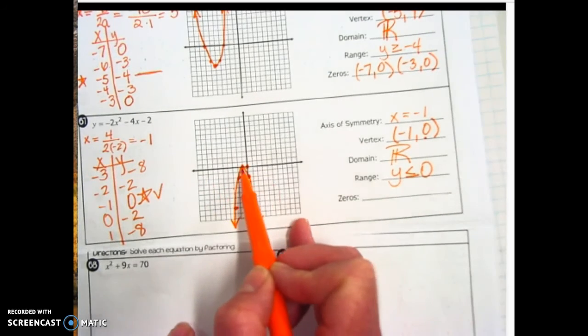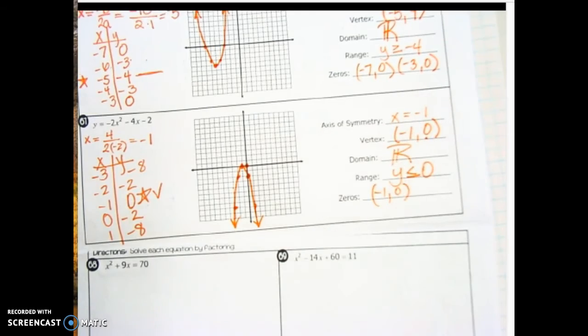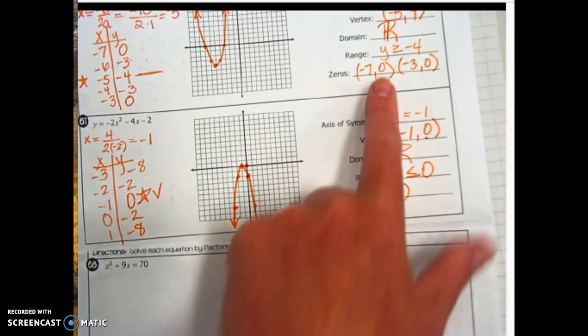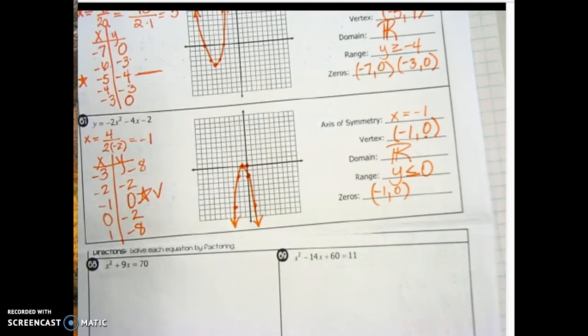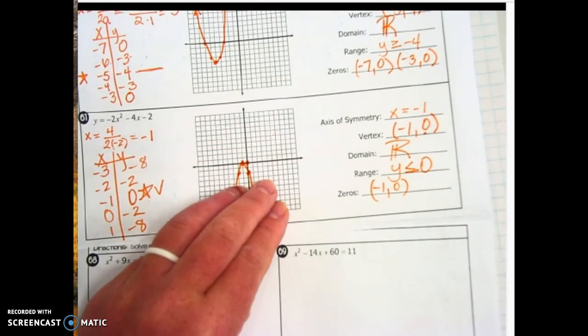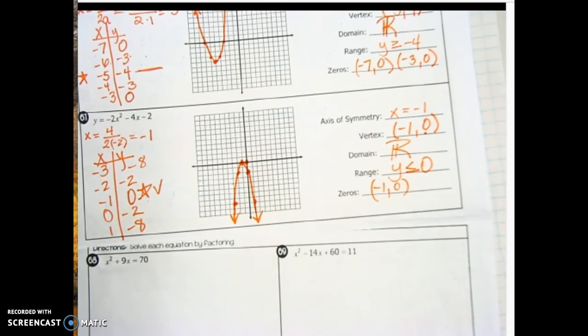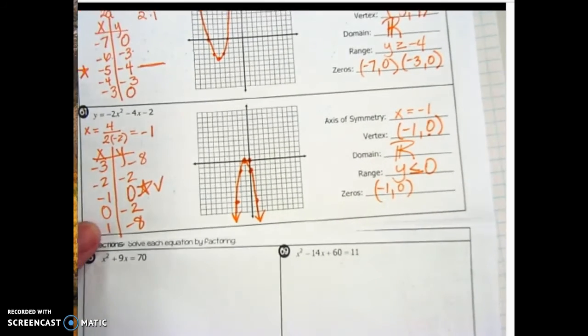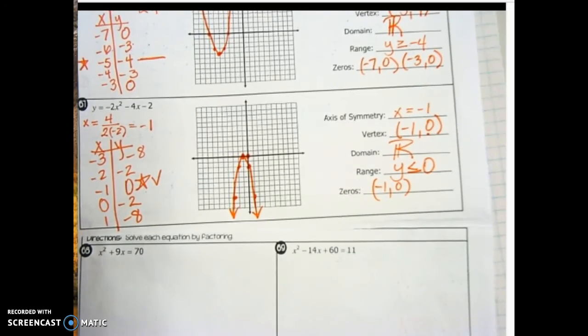Yes, we have one right here at negative 1, 0. So this one had 2 zeros. This one has 1 zero, but you could also have no zeros, right? If this parabola had been shifted down, it wouldn't be crossing this axis at all. And then you would say there are none, or NA, not applicable. All right? Any questions on box 66 or 67? All right, so that's how you graph a parabola.